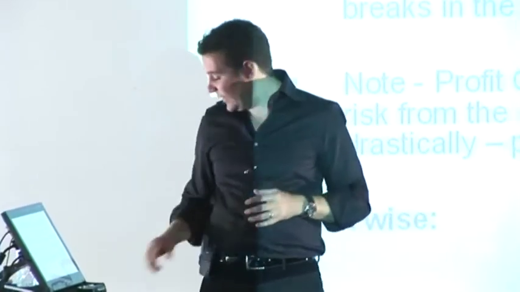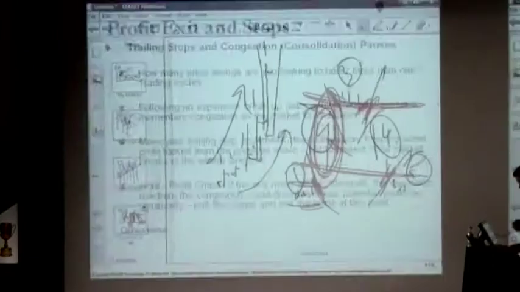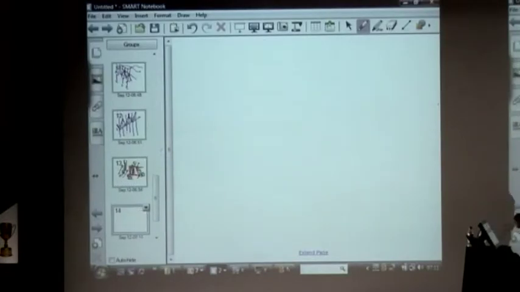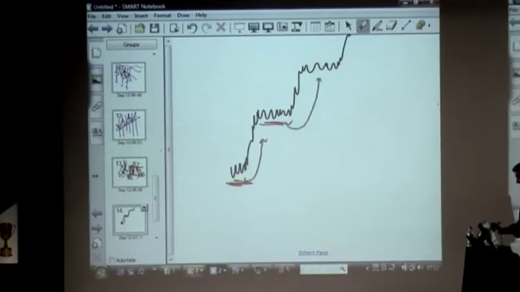So for example, if I enter a position, say it looks like this, and it moves and it runs and it moves and it runs and it moves and it runs, well, I'm going to start off with my stop loss here, and then after my position runs, I'm going to be looking to trail my stop loss up based on the congestion patterns that then form.